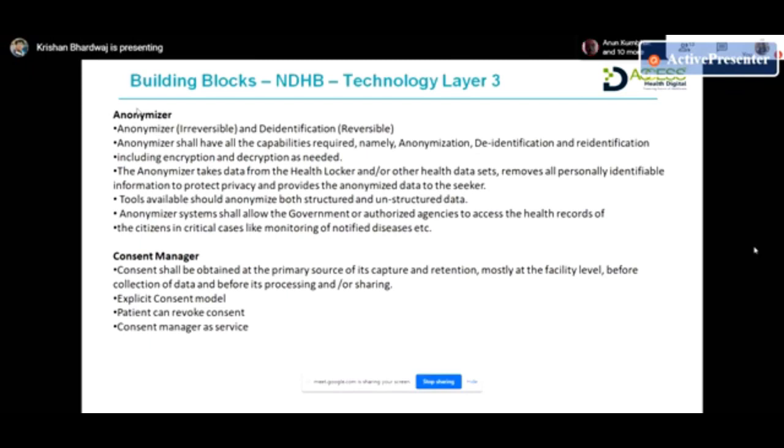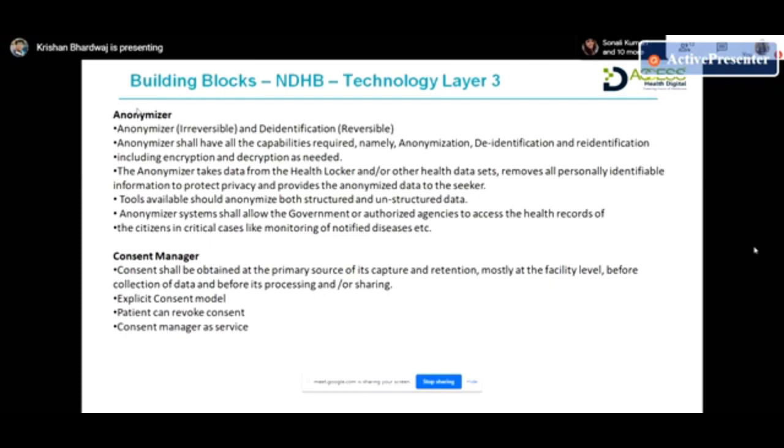One is it should be at the primary source of capture of data or retention of data at the facility level, and it should be explicit consent. So there are two types of consents basically. One is opt-in, the other is opt-out. Opt-in is basically the implicit model, where you are always assuming that the patient has a consent. Whenever you are starting the treatment of the patient, you are assuming that the patient has a default consent for allowing his records to be stored, shared, and exchanged with anyone.